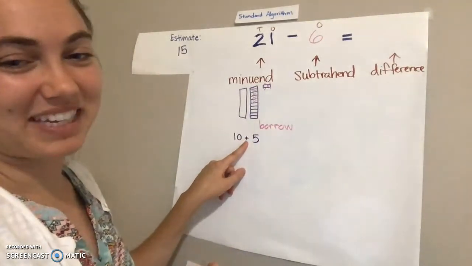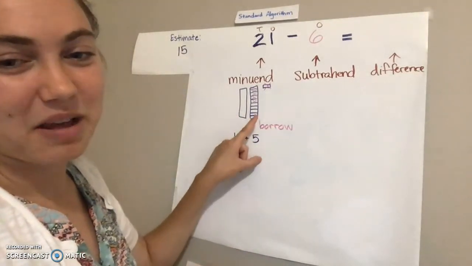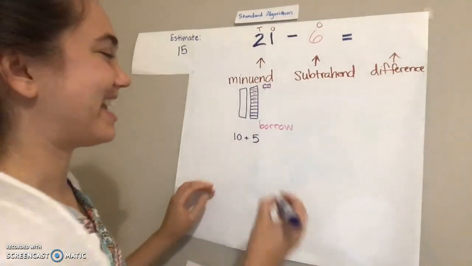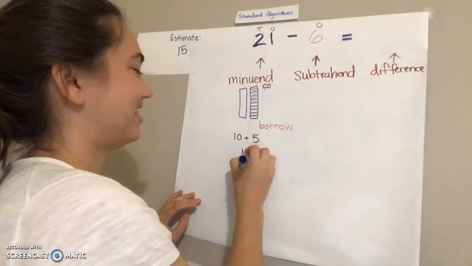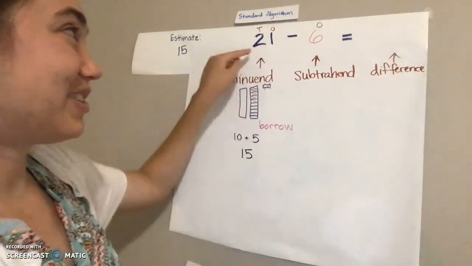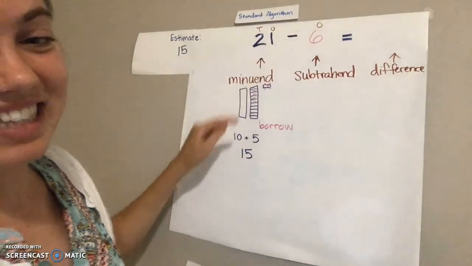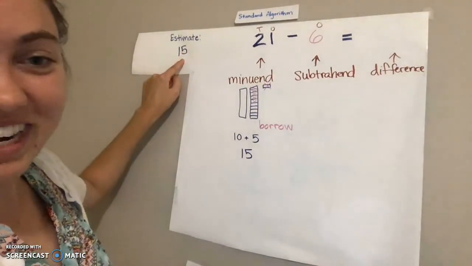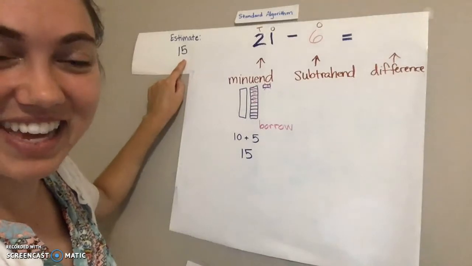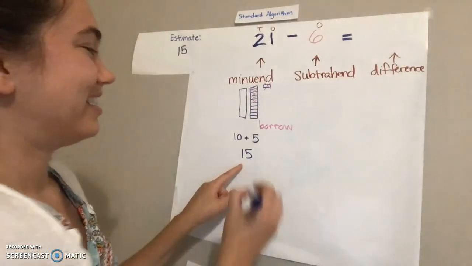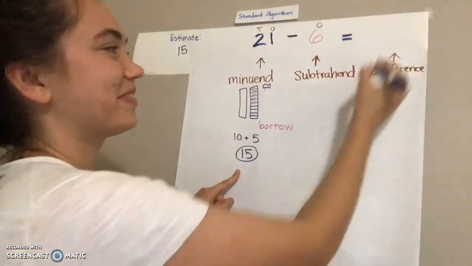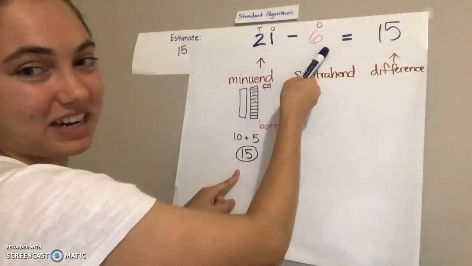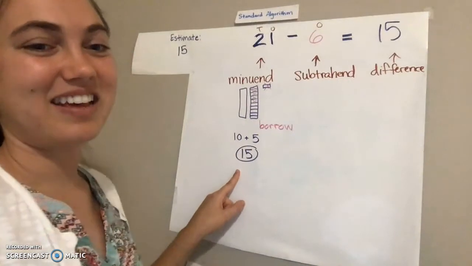So let's add them together. What's 110 plus 5 ones? 15. So 21 minus 6 is 15. Oh, so close to our estimate. In fact, it was our estimate. Good job. So 15 is our answer. The difference of 21 minus 6 is 15.